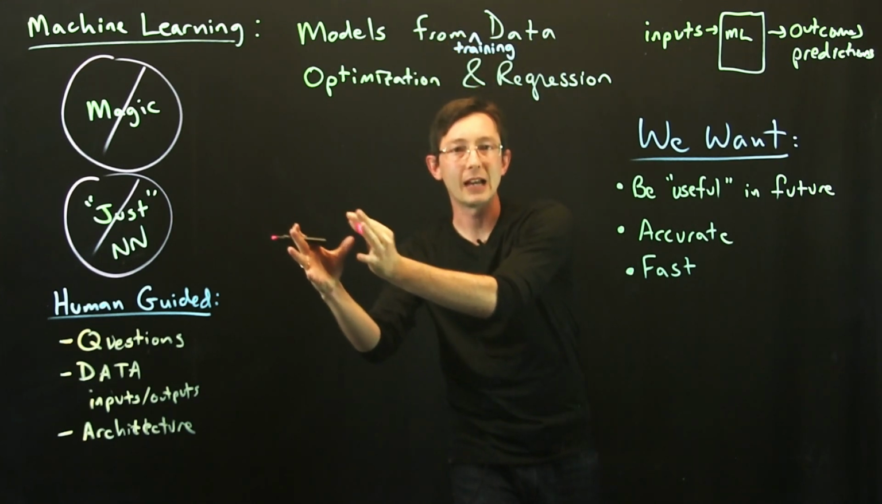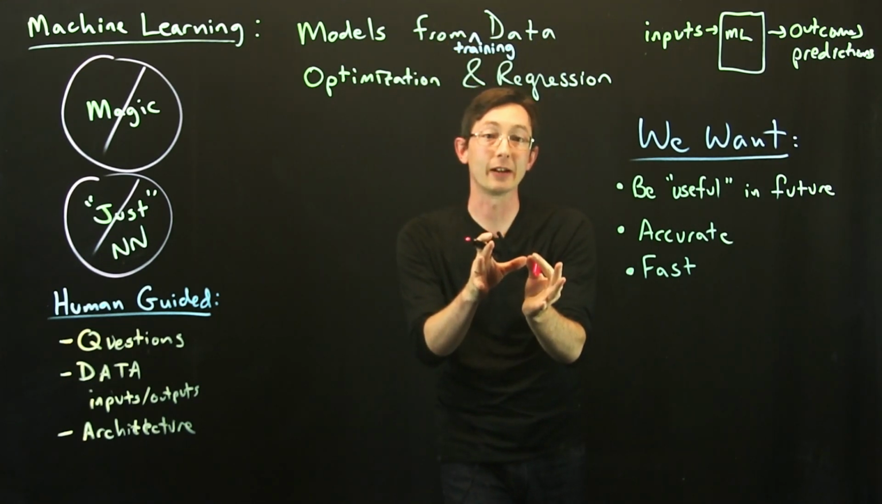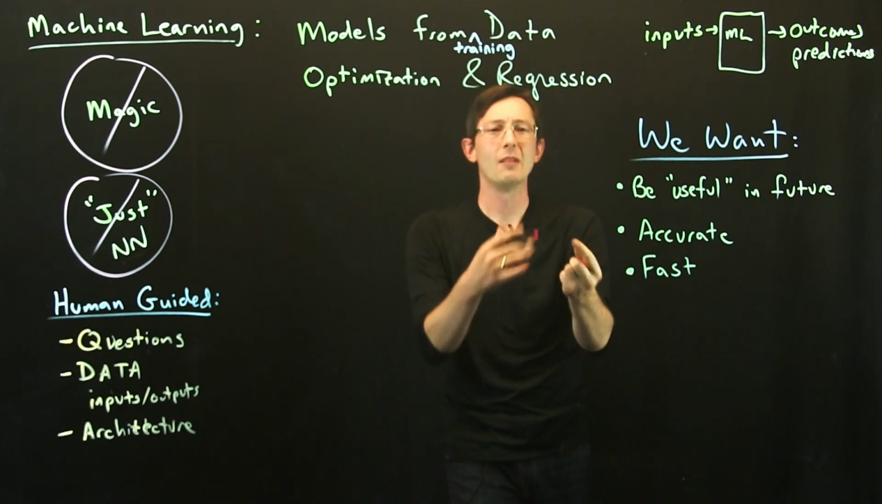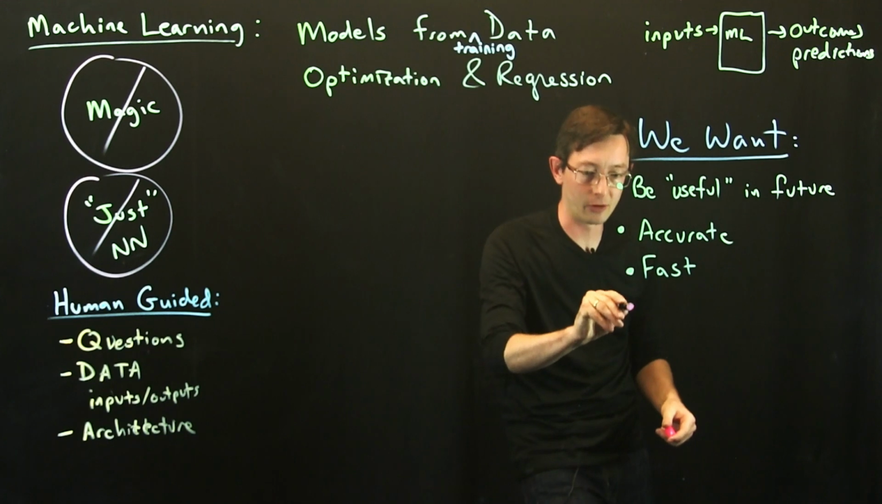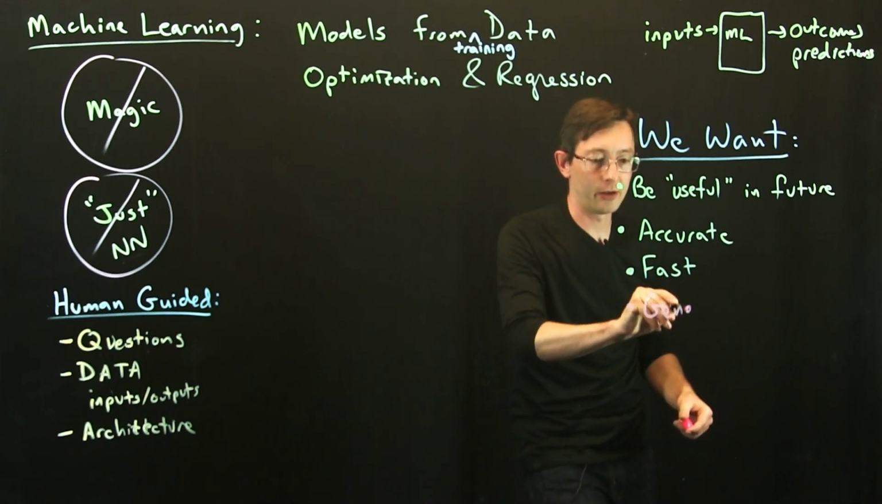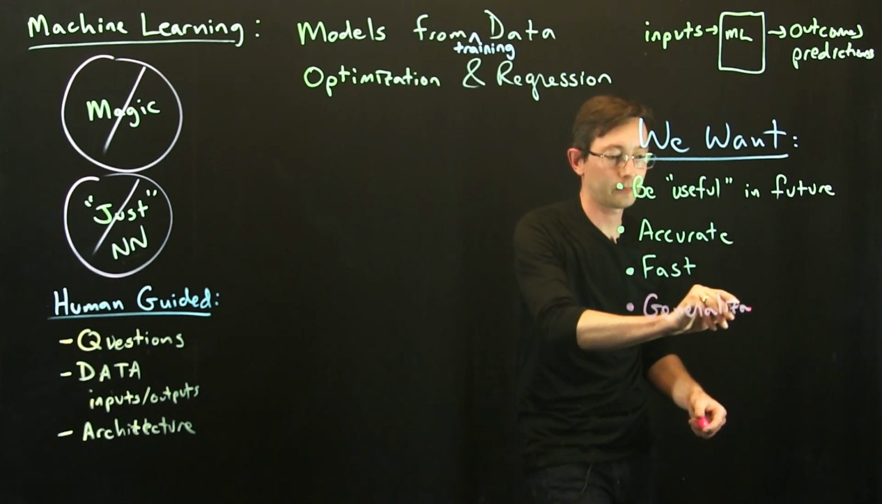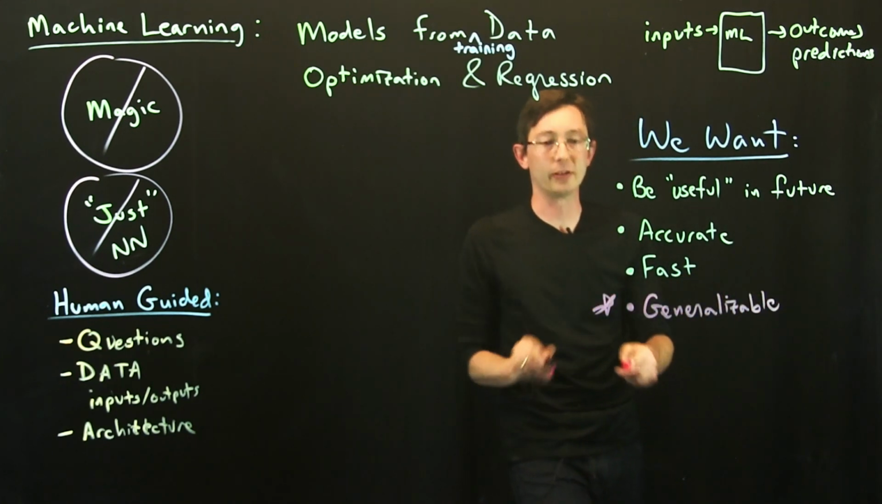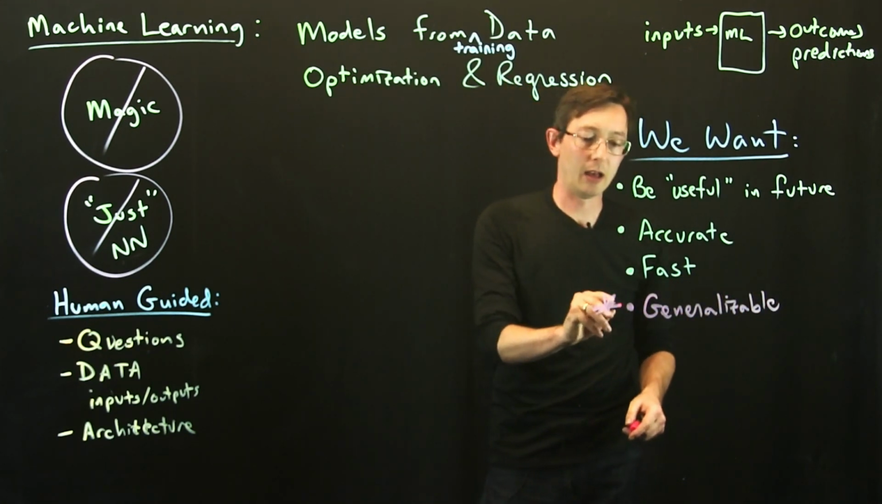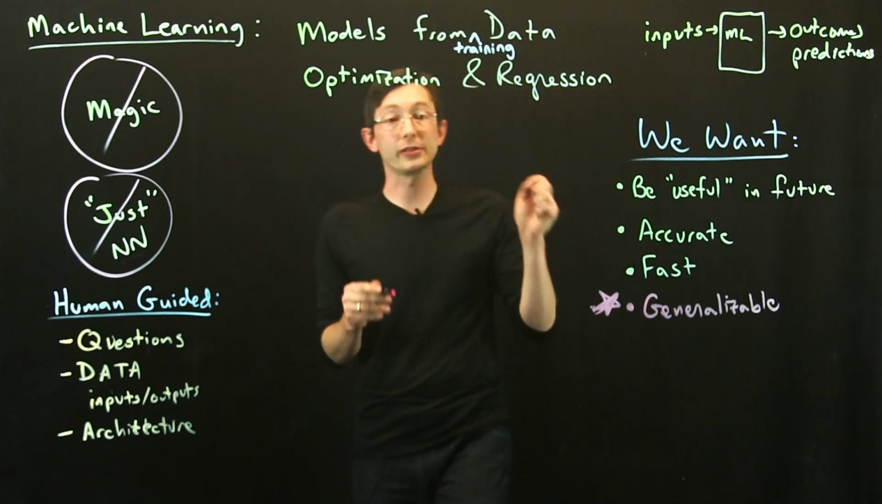We want it to sometimes generalize to entirely new scenarios we might not have seen before, but that have similar rules to the data in the past. And I'll talk a little bit more about this. So we want our models to be generalizable. And I'm putting this in red, and I'm going to put a star next to it, because this is actually very important, and it's also very challenging.